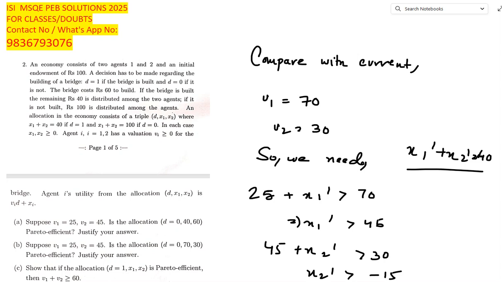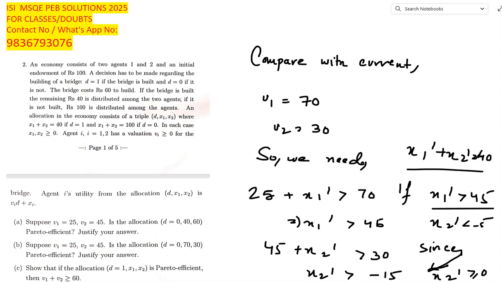So if x1 bar is greater than 45, then x2 bar is less than minus 5, which is not allowed. Why? Since x2 bar is greater than or equal to 0. So we cannot give agent 1 more than 45, hence cannot reach utility greater than 70. Therefore, there is no way to improve agent 1's utility beyond 70, and only rupees 40 are left.